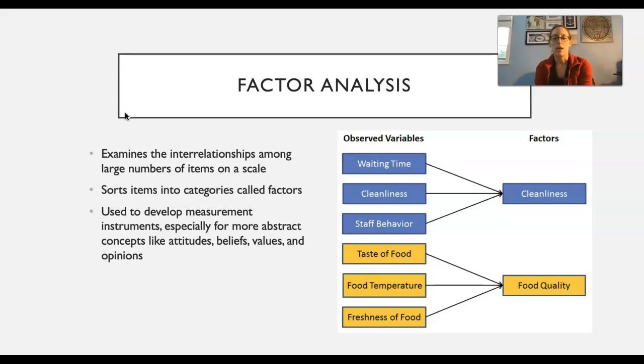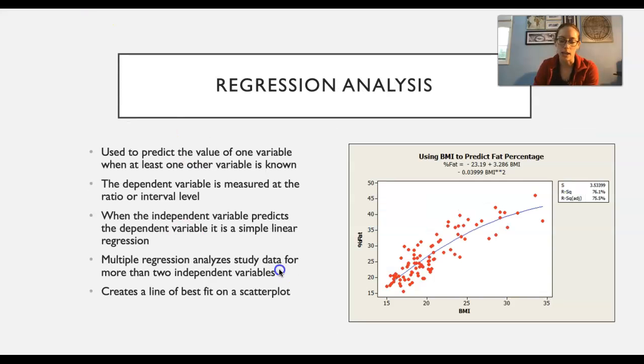So the example here is we have some observed variables, which include waiting time, cleanliness, and staff behavior. All of those would be in the factor called cleanliness. And then the taste of food, food temperature, and the freshness is all under food quality. So we can kind of categorize things to make them easier for us to analyze.